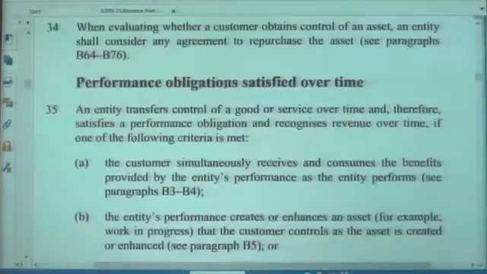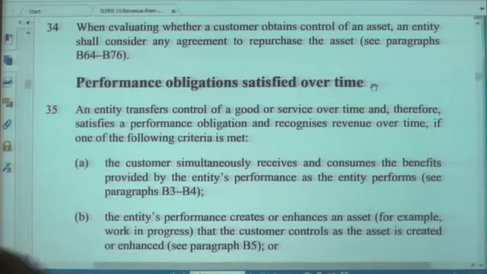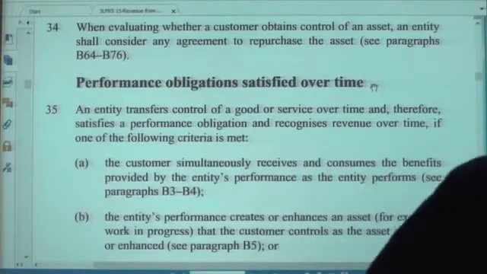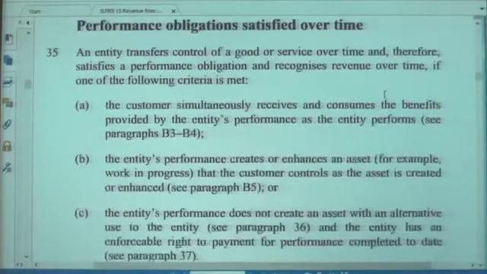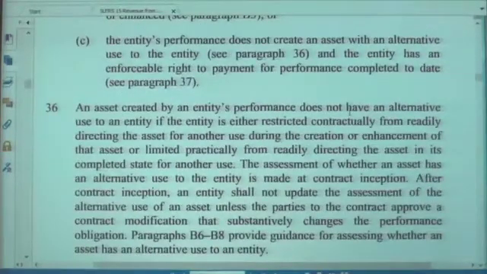But when the obligation is satisfied over time, you don't have an exact point. You have a period to recognize revenue. In such a situation, you need to recognize revenue based on the progress. Therefore, write down a short note here with this topic. The revenue shall be recognized based on the progress.